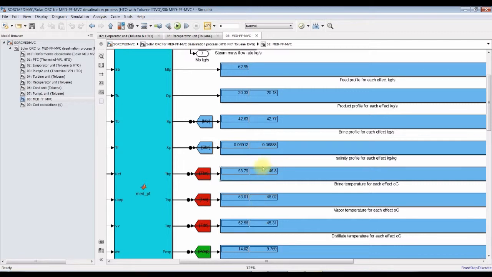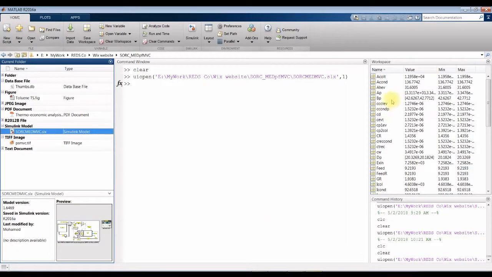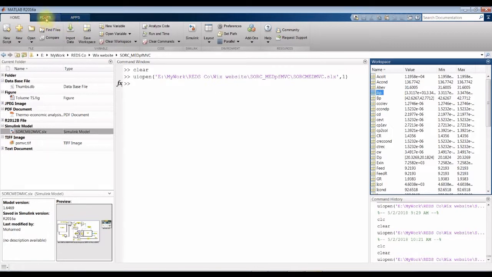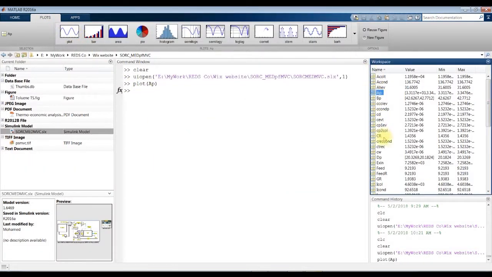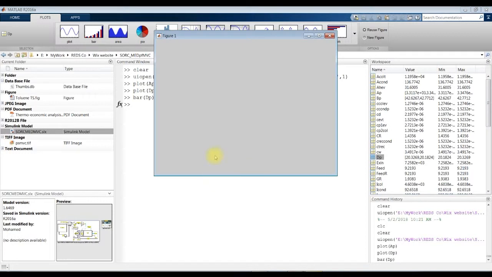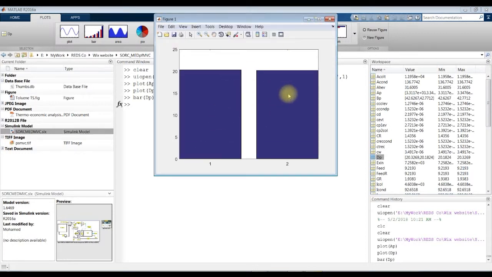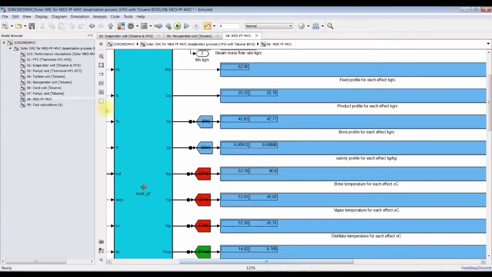We can draw some of the profiles if you go to the workspace. Let's go to the workspace. Yes, as you can see here, this is the area profile. You can draw it. Okay, and this is the profile. We can draw bars because it's two effects.